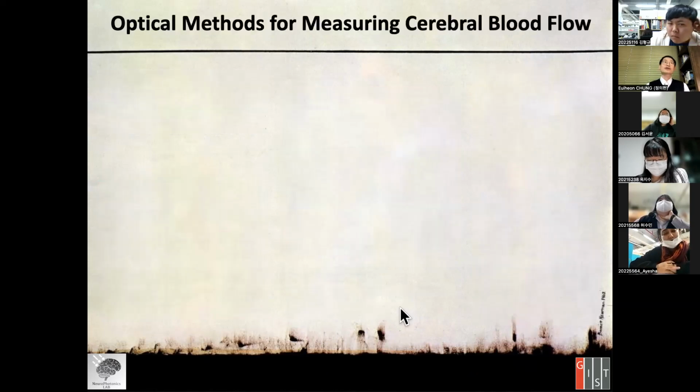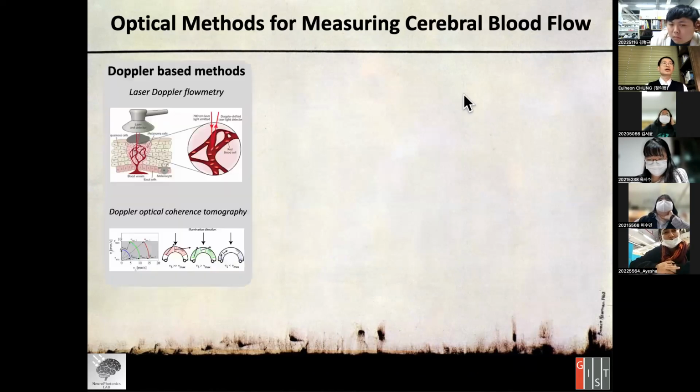So I'm going to discuss how optical methods can help for measuring cerebral blood flow. You may have heard about Doppler. Laser Doppler flowmetry shines a laser light and then detects the changes of a back-reflected signal to figure out the bulk tissue perfusion. Unfortunately, this only provides a relative measure. Also, there's a technique called optical coherence tomography, or OCT, and there's also a Doppler OCT method, which also gives some quantitative measure of cerebral blood flow.